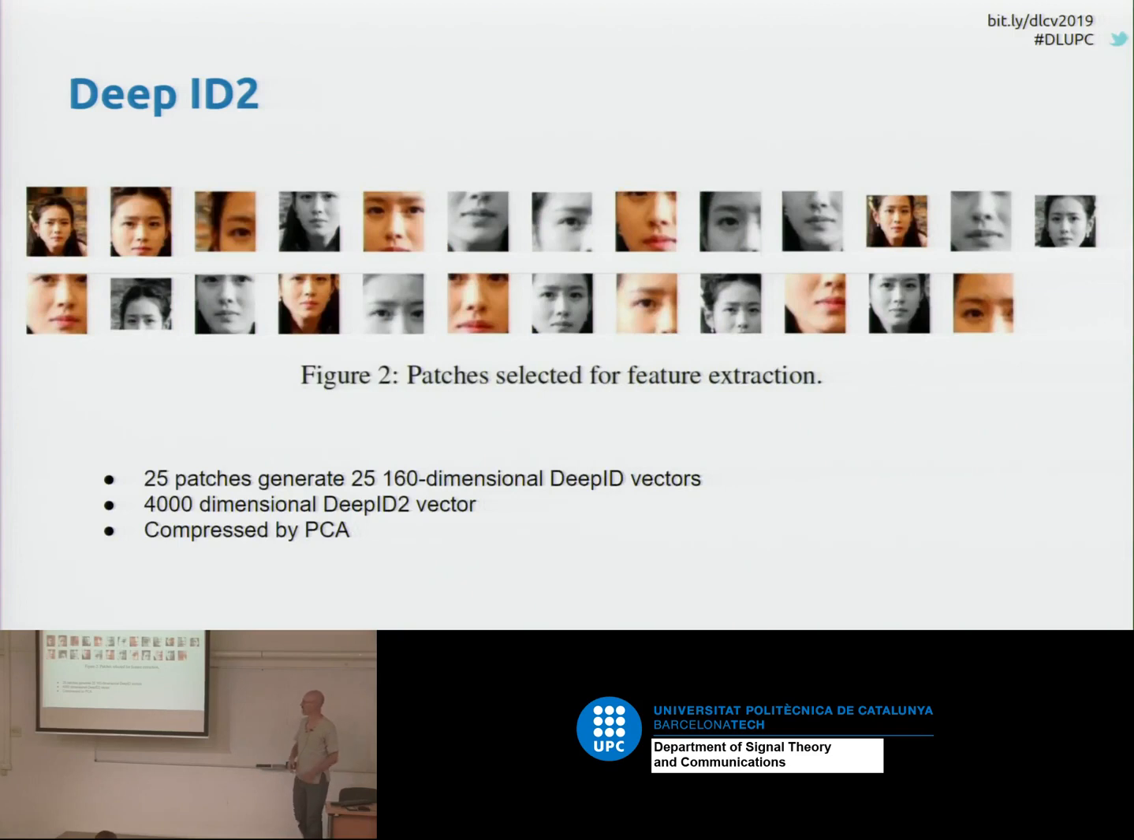In this case, also to improve the results, they use not only a detection of the face, but several patches, 25 patches. For each patch, they extract a feature vector of 160 dimensions, and they concatenate these 25 feature vectors into one large 4,000 dimensional feature vector.